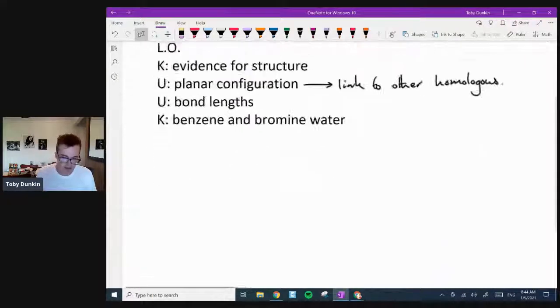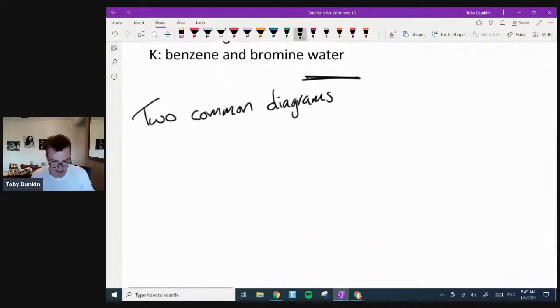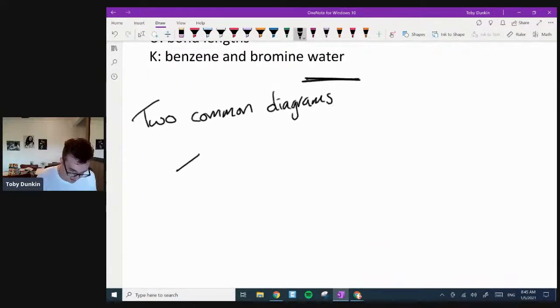Okay, so the first thing we need to do is write down the evidence. So we realize that there are 2 structures, two common diagrams. So our 2 common diagrams for benzene are Kekulé, which is this one. This is Kekulé's structure. This is called the Kekulé structure.